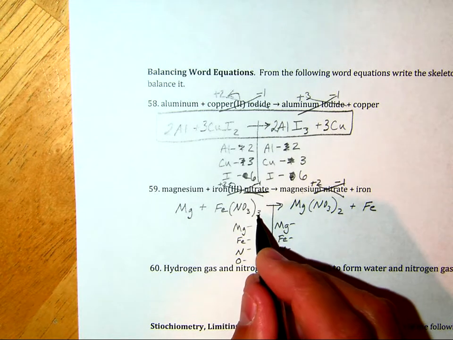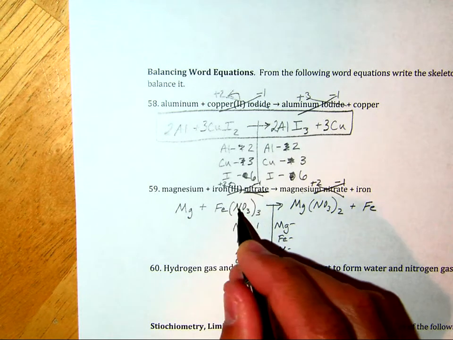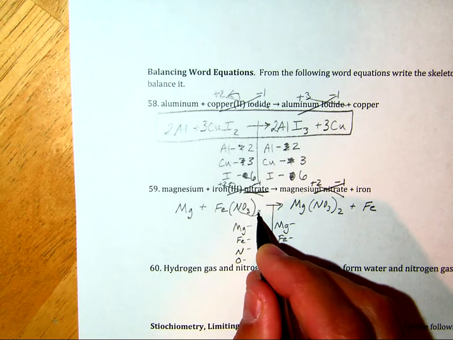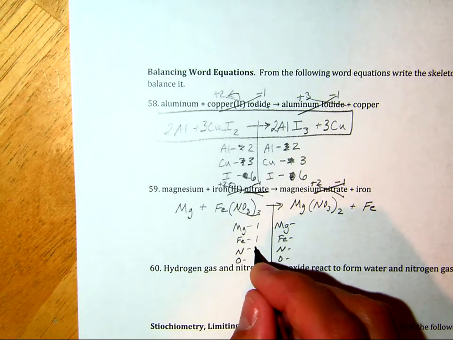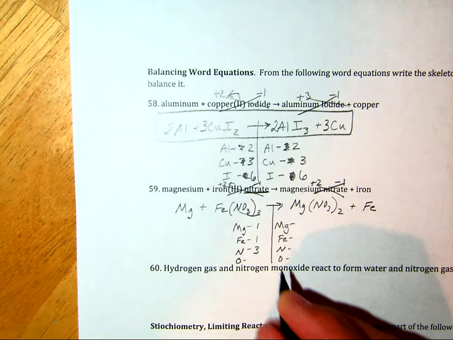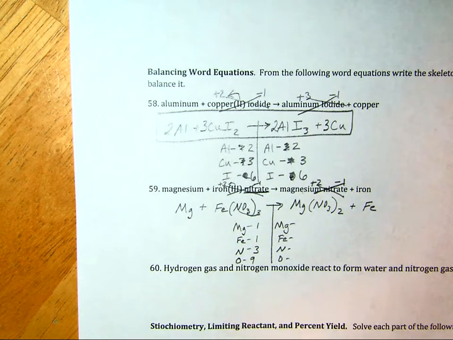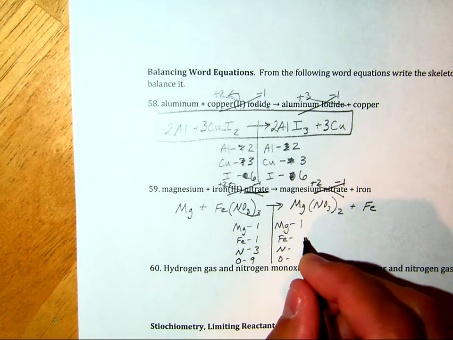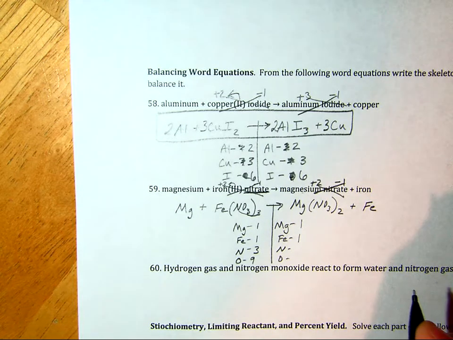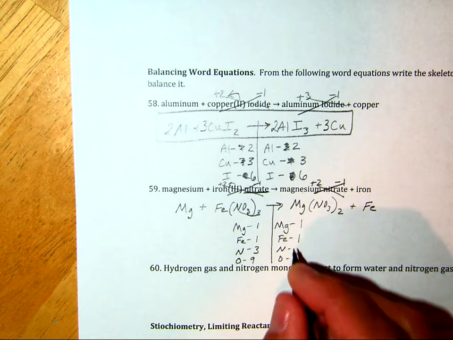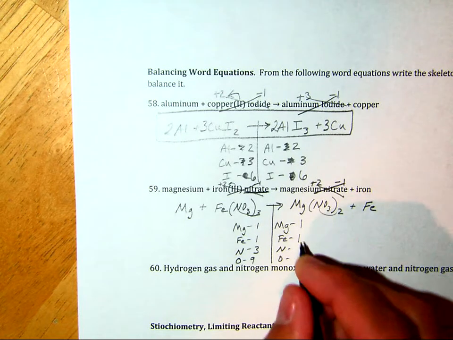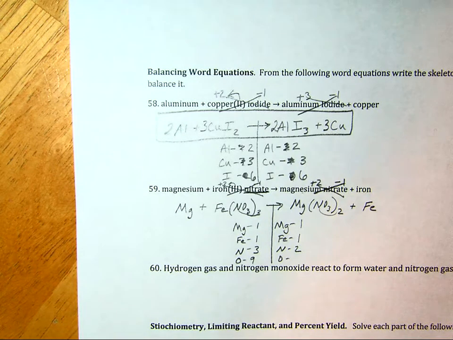Now careful here. How many nitrogens do we have? This 3 gets distributed to everything on the inside. So we really have 3 nitrogens and 3 times 3 oxygens, so that's 9. Okay, be careful with that. 1 magnesium, 1 iron. How many nitrogens? Well, there's a 2 on the outside, so that gets distributed, so there's really 2 nitrogens and 6 oxygens.